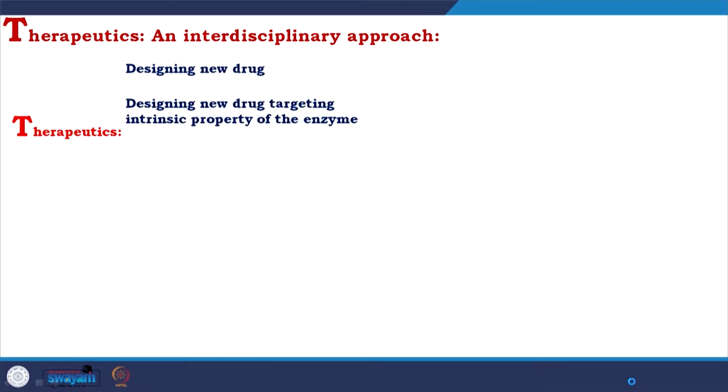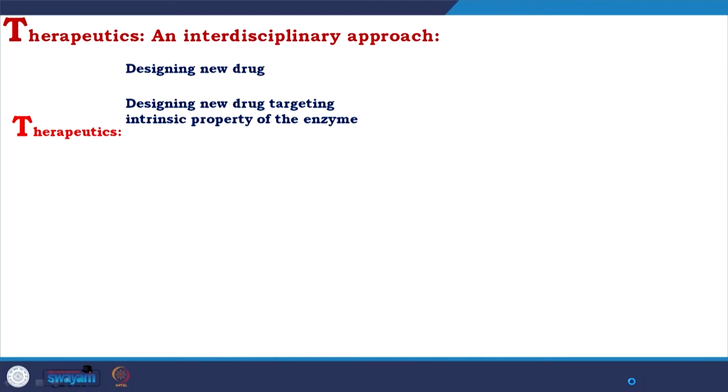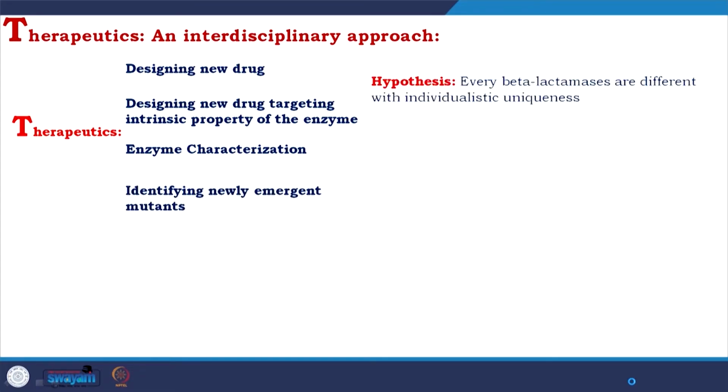challenge in therapeutics. In previous days, when you were a drug designer of the 1930s, 40s, 50s, 60s, 70s, you had to design a new drug, means you had to design a new drug. But now, when you are a drug designer of current days, you have to design a new drug targeting the intrinsic property of the enzyme. I explained what is intrinsic property, and to get into the intrinsic property, what is needed is enzyme characterization, identifying newly emergent mutants in case of drug resistance. And to do that, the hypothesis was every beta lactamase is different with individualistic uniquenesses.